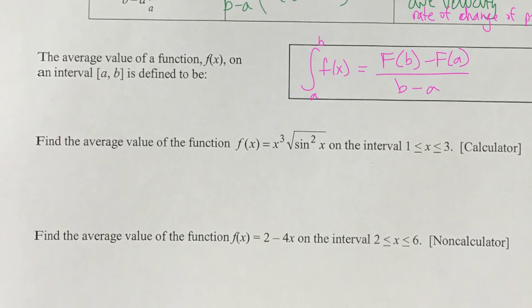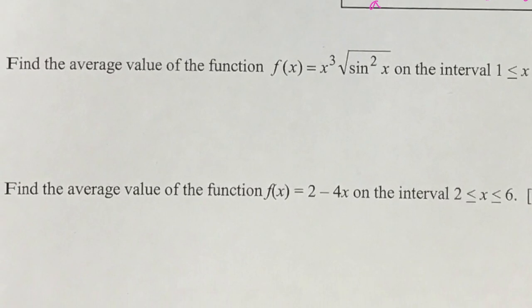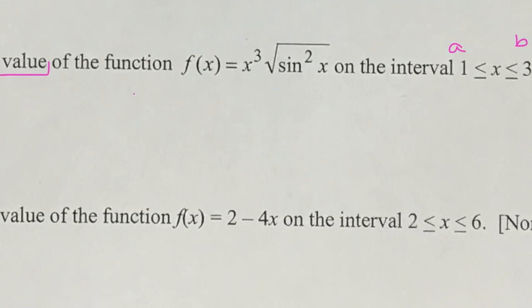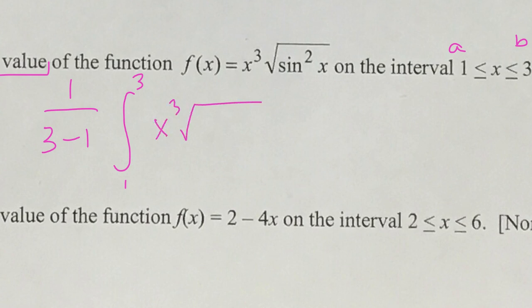Our next question says find the average value, so you want to think about integrals from 1 to 3. So 1 is your A value and 3 is your B value. We can write down the equation: 1 over 3 minus 1. Don't forget about that 1 over B minus A part. 1 over B minus A times the integral of x cubed root sine squared x dx. Now we're going to do this in our calculator.